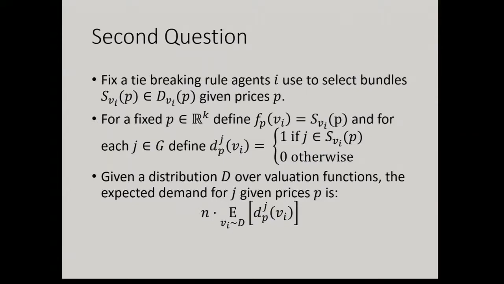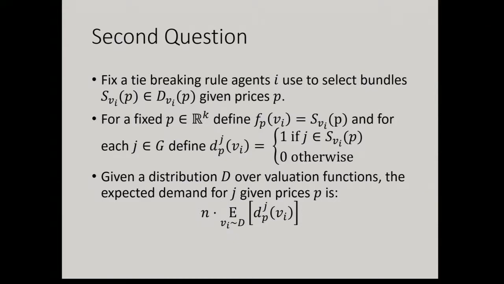And now let me define sort of a one-dimensional projection of this function. I'll call it D for demand. And it's going to be parameterized both by a price vector and by a good J. And what it's going to tell me is, given as input a valuation function, will a buyer with valuation function VI buy good J or not? Okay, this function takes value 1 if he will choose a bundle that has good J in it, and value 0 otherwise.